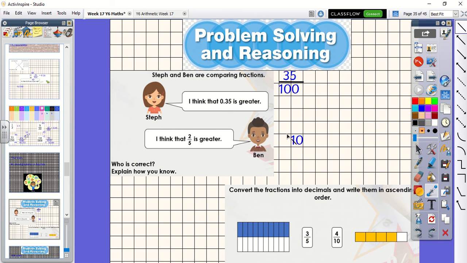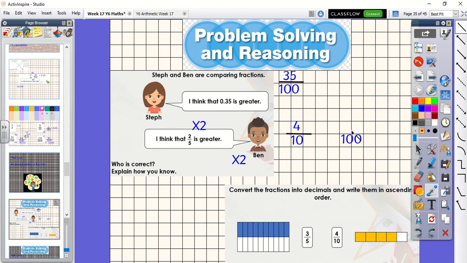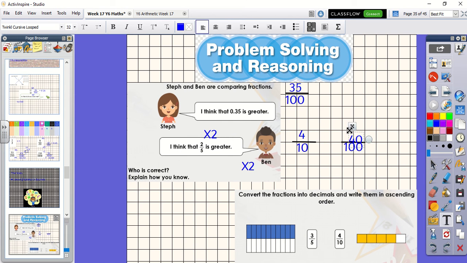Now, what do we do to 5 to get to 10? You should know that you multiply it by 2. So whatever you do to the bottom, you do to the top. So 2 times 2 is 4. So that is going to be my numerator. Now, I've got 10, but I need to get to 100. Now, I know that from 10 to 100, we multiply by 10. So 4 multiplied by 10 is 40.